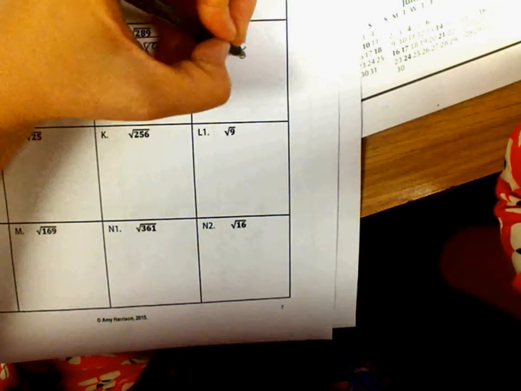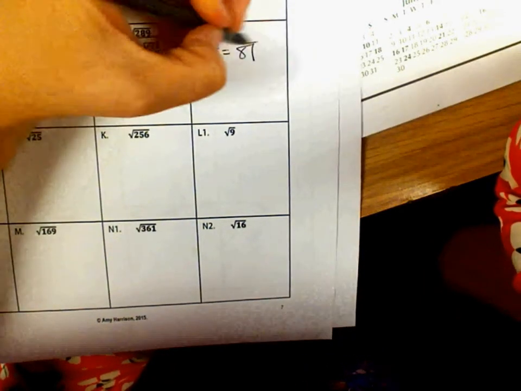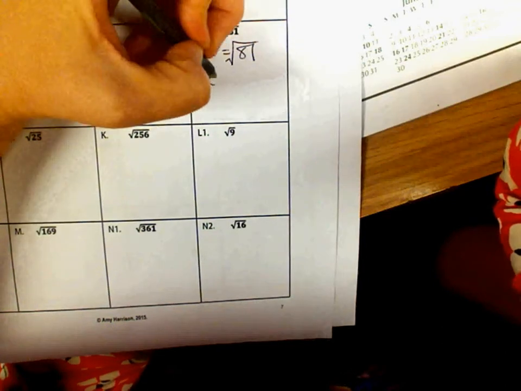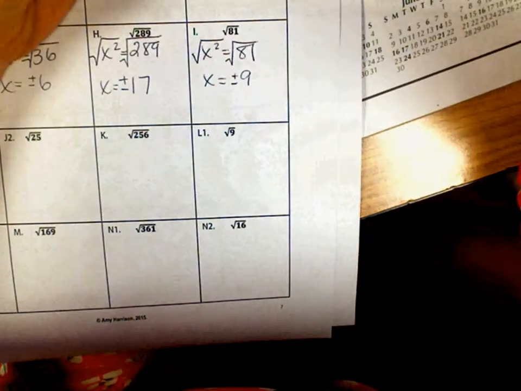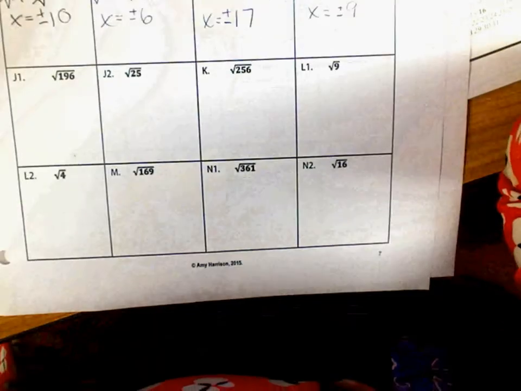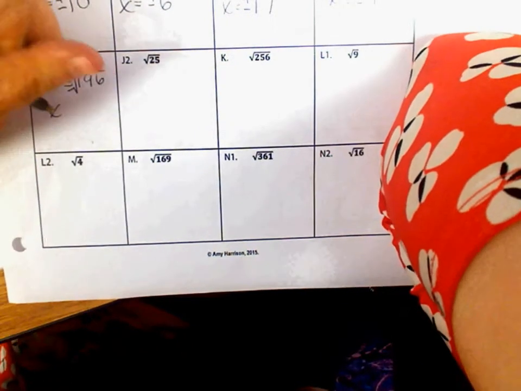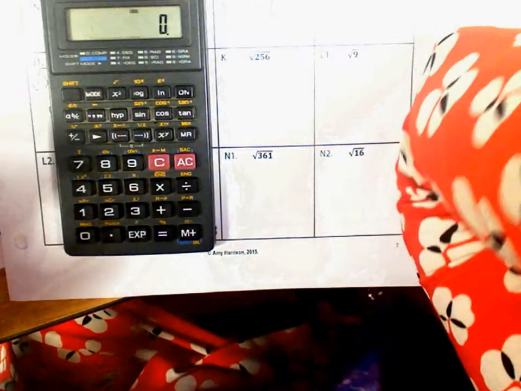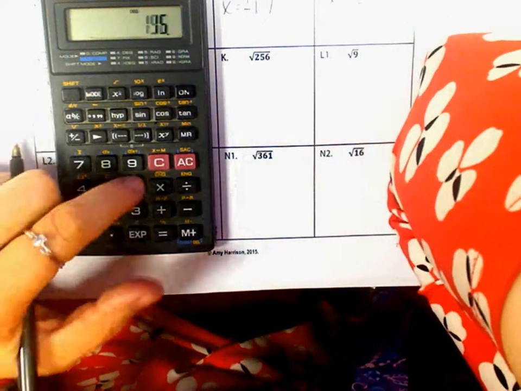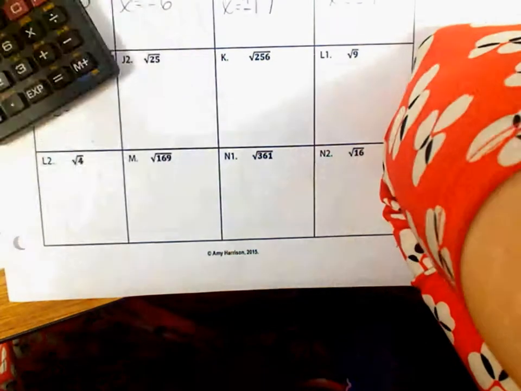Okay, 81. Take the square root of both sides, and the square root of 81 is 9. 196. Finding the square root. I think it's 14. I don't know my perfect squares. 196. Yep, 14.